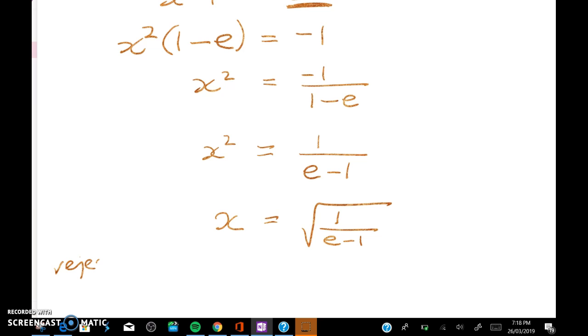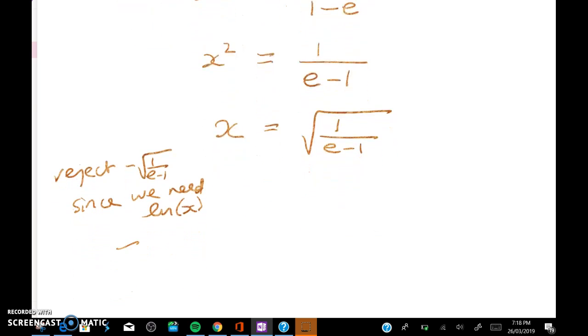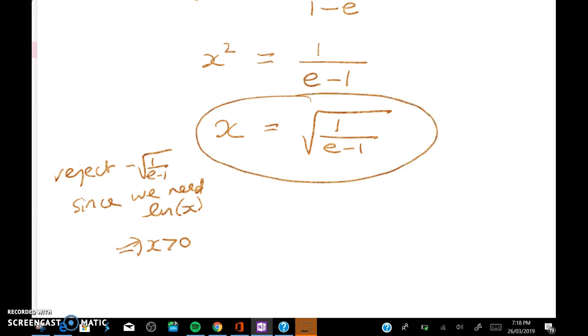So we reject the negative solution, because we need the natural log of x. So we need x to be positive. So that's my exact answer, but we were asked to give it to 3 significant figures. So chucking that into your calculator gives you x is equal to 0.763, and that's to 3 SF.